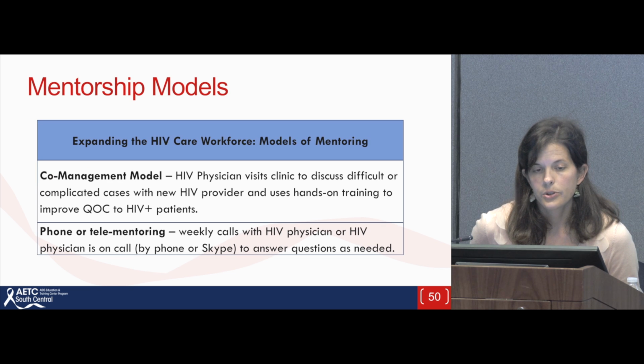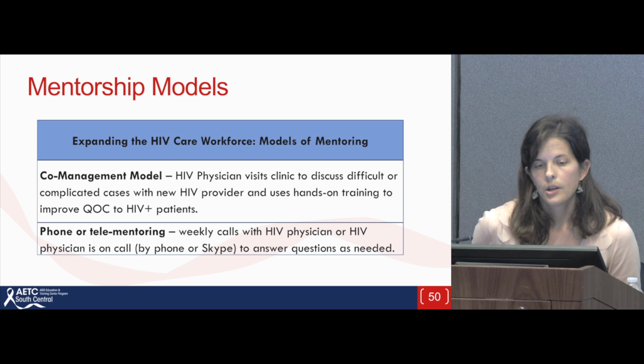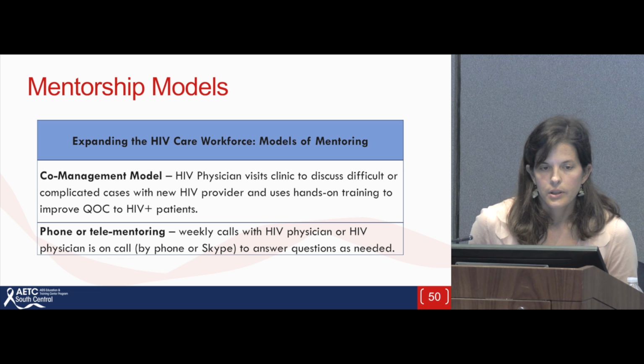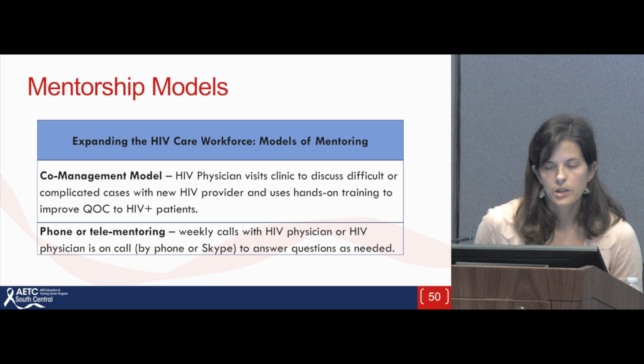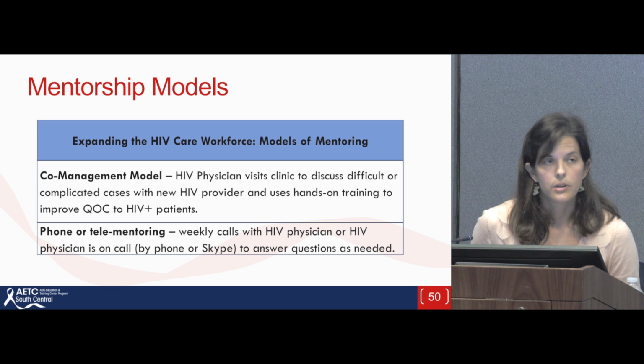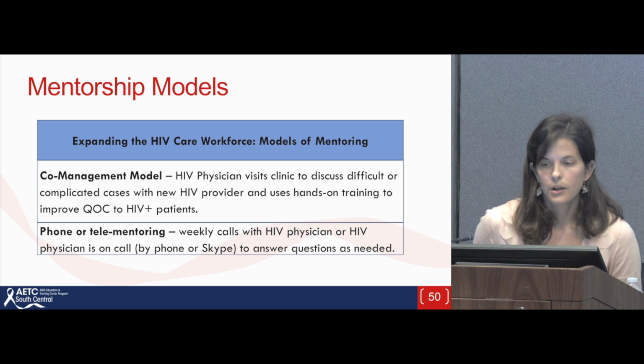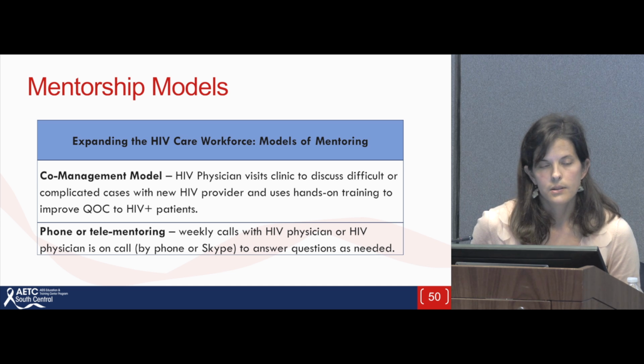These are a couple mentorship models from a larger table. They really speak, though, to the process that Dr. Kaiser and UTMB facilitated with the Beaumont Baptist Hospital Smart Health Clinic. And so the first one is the co-management model. It's when an HIV physician visits a clinic to discuss difficult or complicated cases with the new HIV primary care provider, and then uses hands-on training to improve the quality of care. And so that's what UTMB and Dr. Kaiser did in the early stages of the transition.